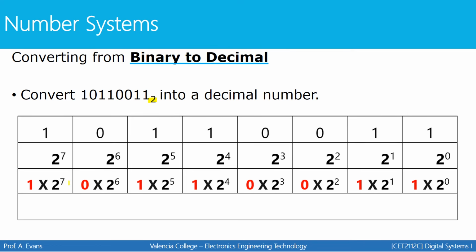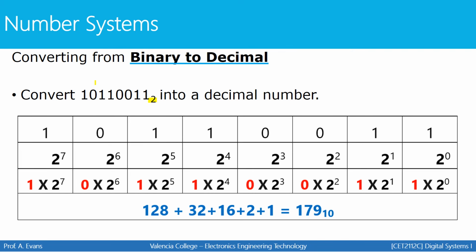1 times 2 to the 7th is 128. That's 0. 1 times 2 to the 5th is 32. 1 times 2 to the 4th is 16. 0, 0. 1 times 2 to the first power is 2, and 1 times 2 to the 0 power is 1. Add all these up, and you get the number 179. That's your decimal equivalent for the binary number you started with.